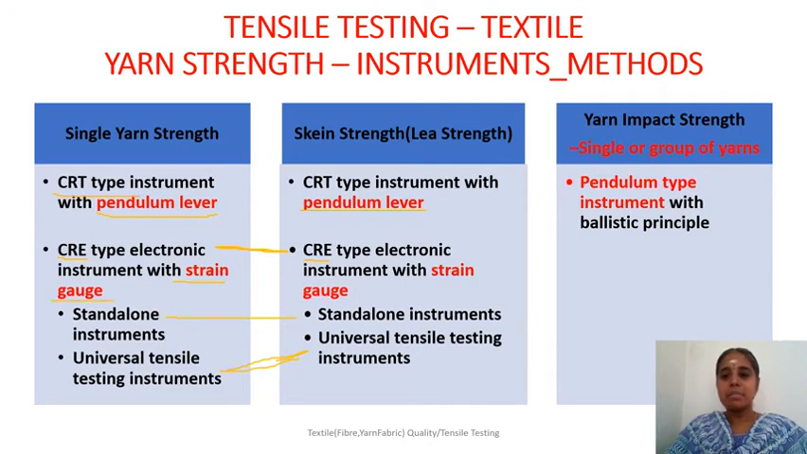Next is the yarn impact strength tester for yarns, which is a part of our experiment. We have a pendulum with the ballistic principle. There is a pendulum which gives the impact load to the sample that is tested. The sample may be a single yarn or a group of yarns. Anything can be tested in that. So these are the yarn related experiments.